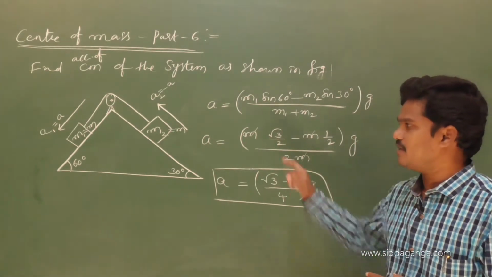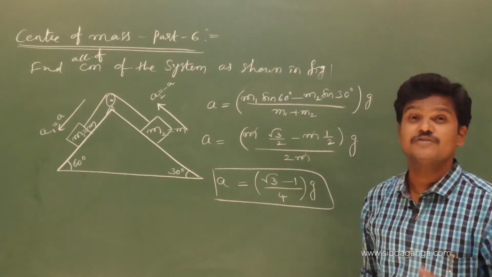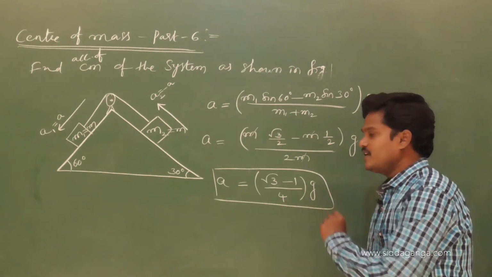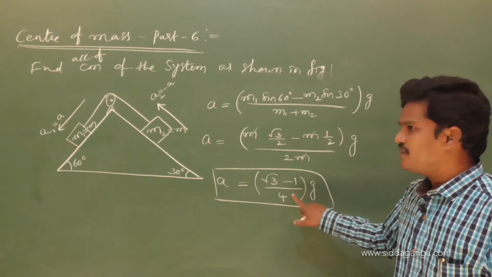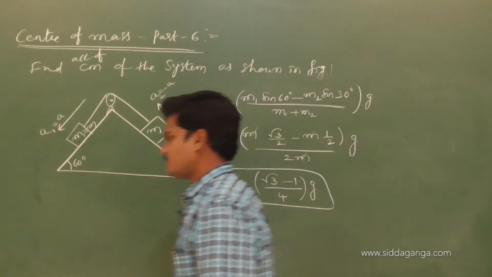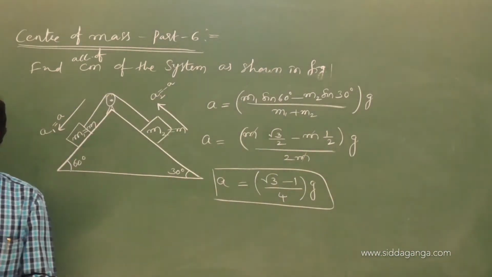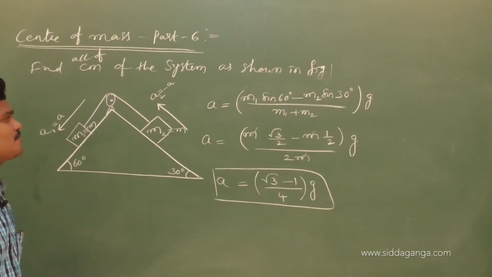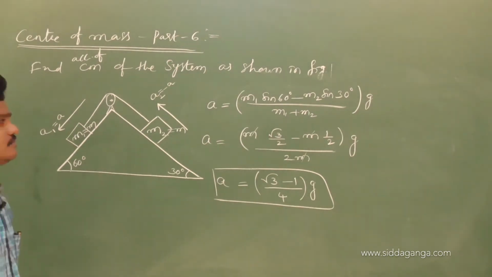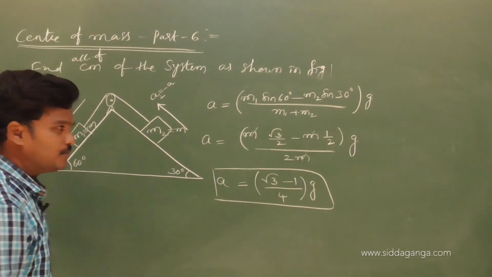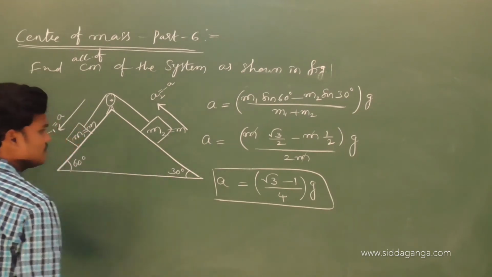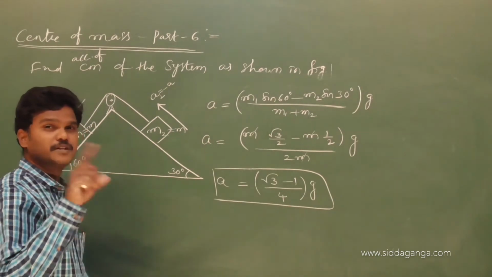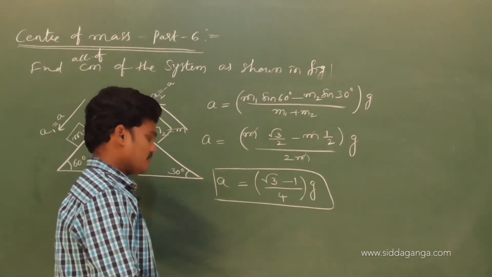Take up to here now. I will continue with how to find the acceleration of center of mass of the system. So A is equal to (root 3 minus 1) by 4 into g. Let's write this A value here now. Keep this A value in mind, because I am going to find the acceleration of center of mass.